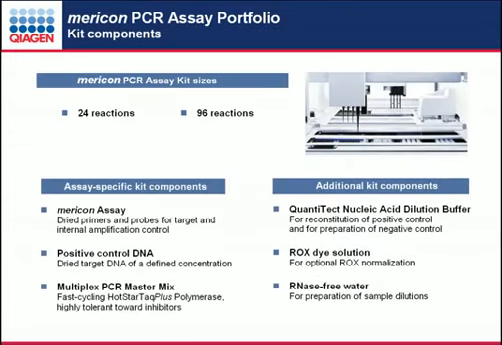So we then took this information to design the kits. Our kits come in 24 reactions or 96 reaction size. There is the Americon assay, which is the primer probe for the target, and the internal amplification probe. There is a positive control DNA specific for the particular test, and then the multiplex PCR master mix, which is the fast-cycling HotStarTaq Plus polymerase that we found to be highly tolerant towards the inhibitors.